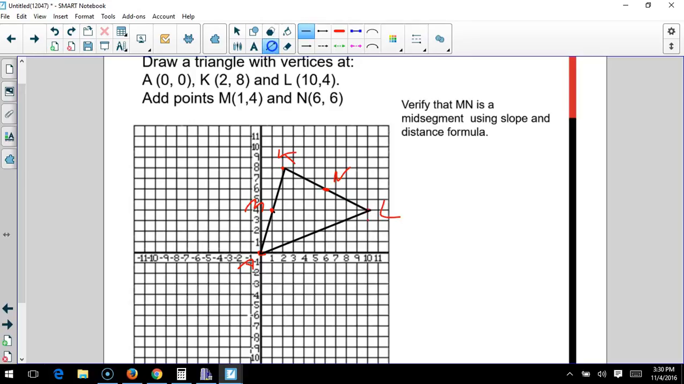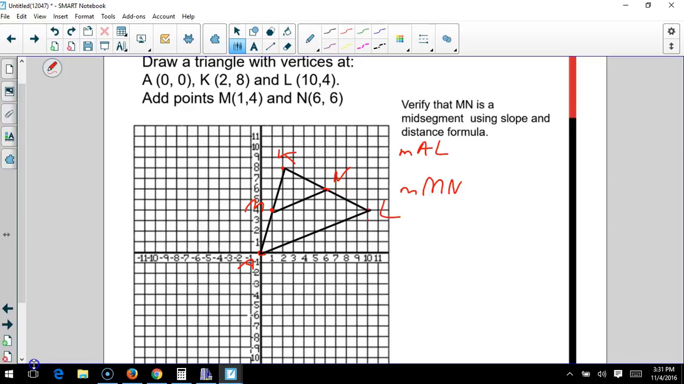Now we're going to try to prove that this is a midsegment using slope and distance formula. Okay, so we know that we can just find the midpoint of KL and the midpoint of KA, and if those match up, we know it's a midsegment. And that's fine and dandy. But we're also trying to prove it the other way. And that means we need to find the slope of AL and the slope of MN. And they have to have the same slope to be parallel. That's the first thing we're going to do.